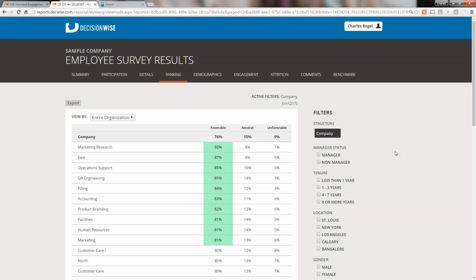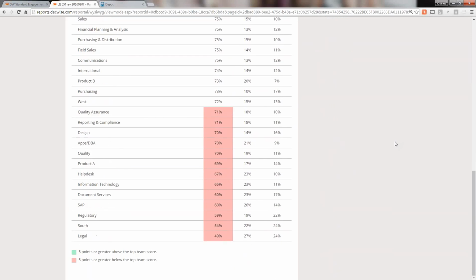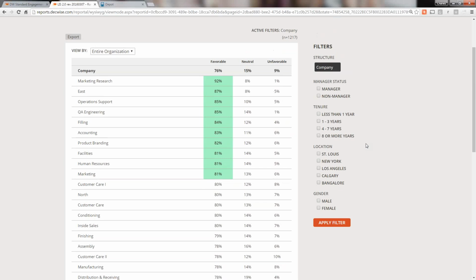And one thing we see as a best practice among organizations is looking at the different department scores. And so then you can see, okay, where do we need to focus some effort? Well, these 20 departments down here have the lowest scores. Obviously, there's some issues there. Is it management? Is it that they're understaffed? What's really going on in these areas that we can pay some attention to?